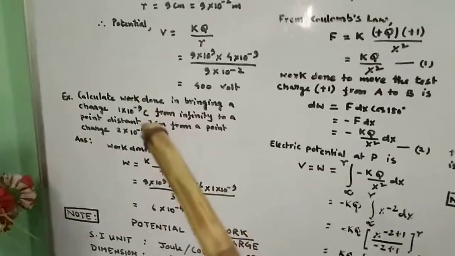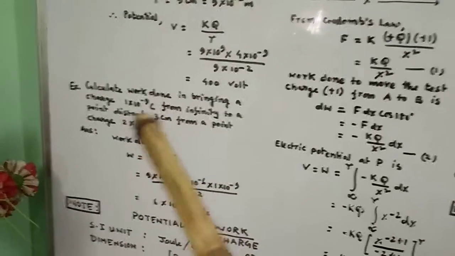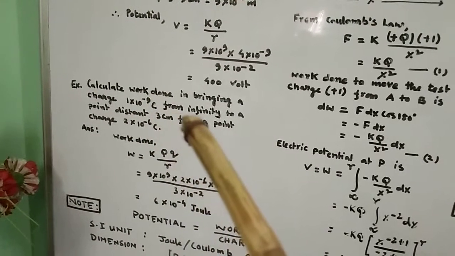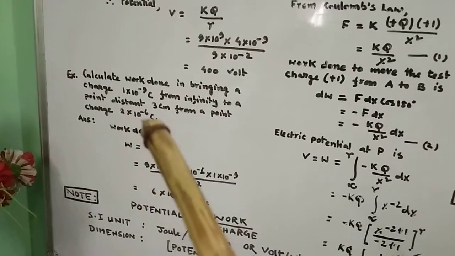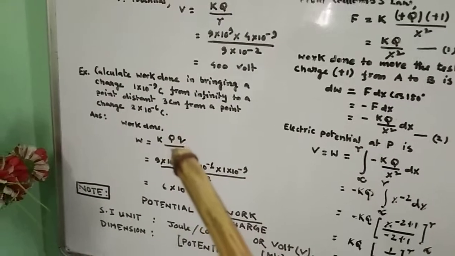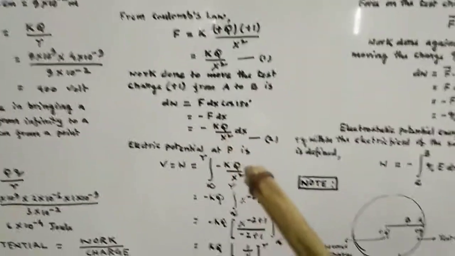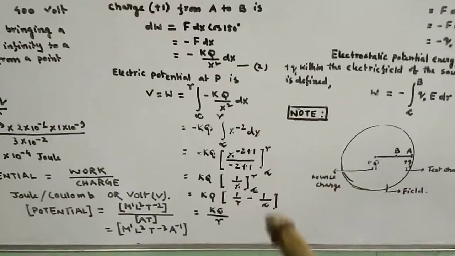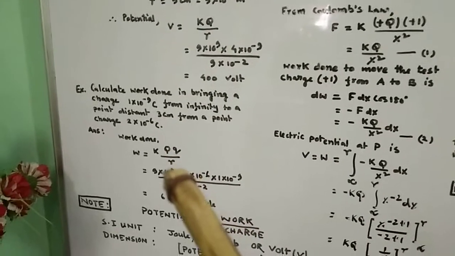So again, calculate the work done in bringing a charge 1 into 10 to the minus 9 coulomb from infinity to a point at distance 3 centimeter from a point charge 2 into 10 to the power minus 6 coulomb. So again, you have to use this expression. In potential, work done, you have got kq by r considering unit charge. So if you consider in place of unit charge this test charge q naught, it comes out to be this formula kq by r.